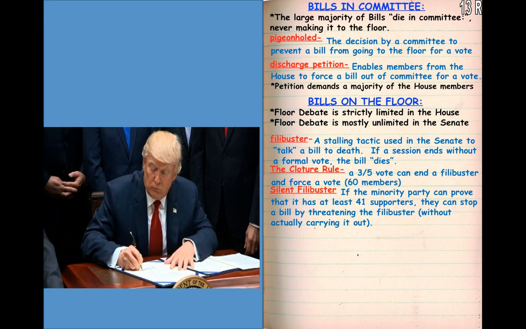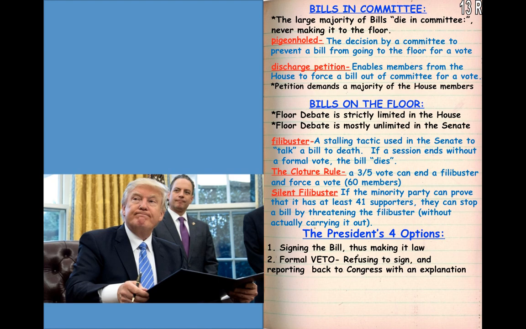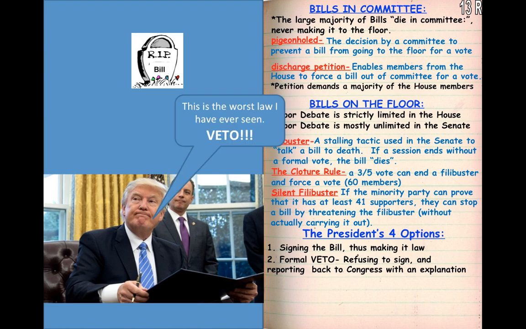Okay. And then we have Donnie T, who has 4 options of how a bill becomes a law. He has the first one of signing it, thus it becomes a law. That's the most straightforward option we have. The second most straightforward option we have is a formal veto. And this is where he refuses to sign the bill, he does not pass it, and it goes back to Congress with an explanation. It does not have to be a great and flowery, beautiful explanation, but an explanation nonetheless.